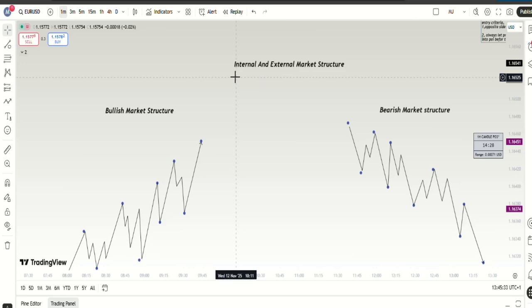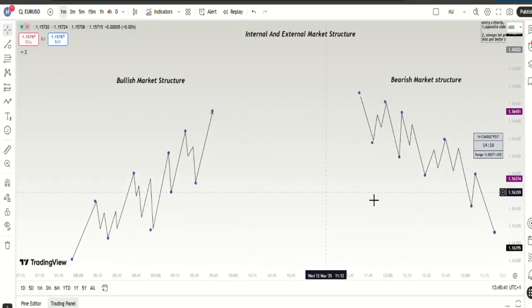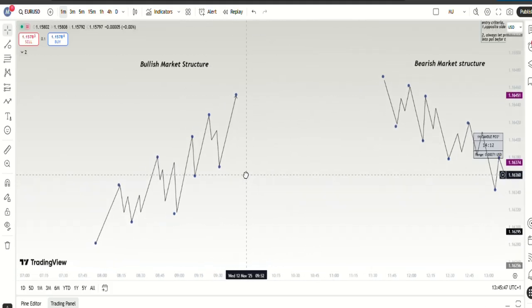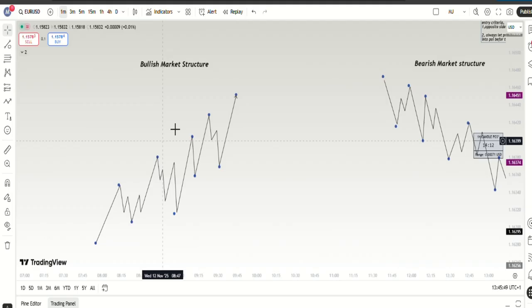For today is internal and external market structure. Okay, last time we talked about market structure, but this time we'll be talking about internal and external market structure. I didn't add the consolidation structure because we won't be needing that in this course, in this strategy. Okay, so now this is for the bullish market structure.